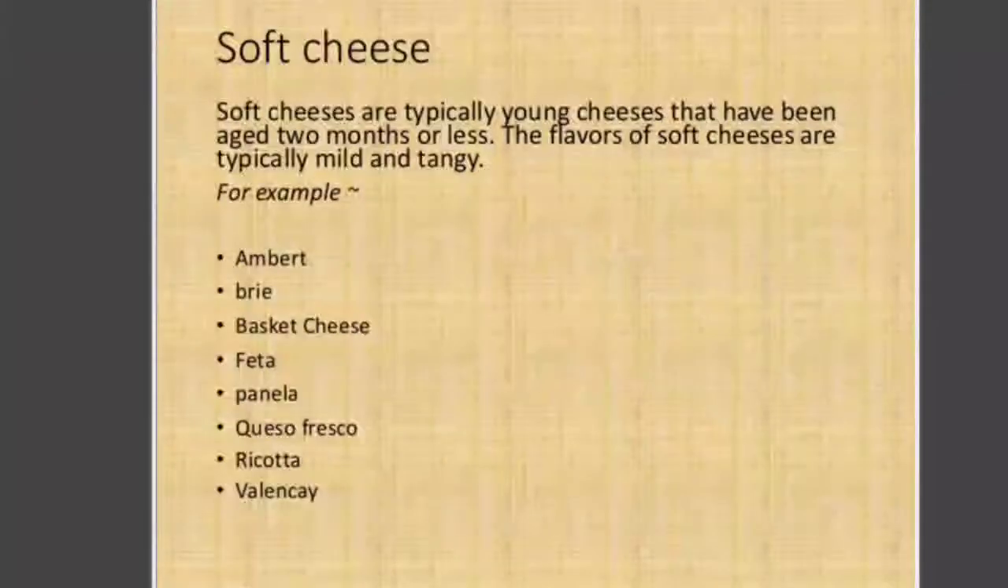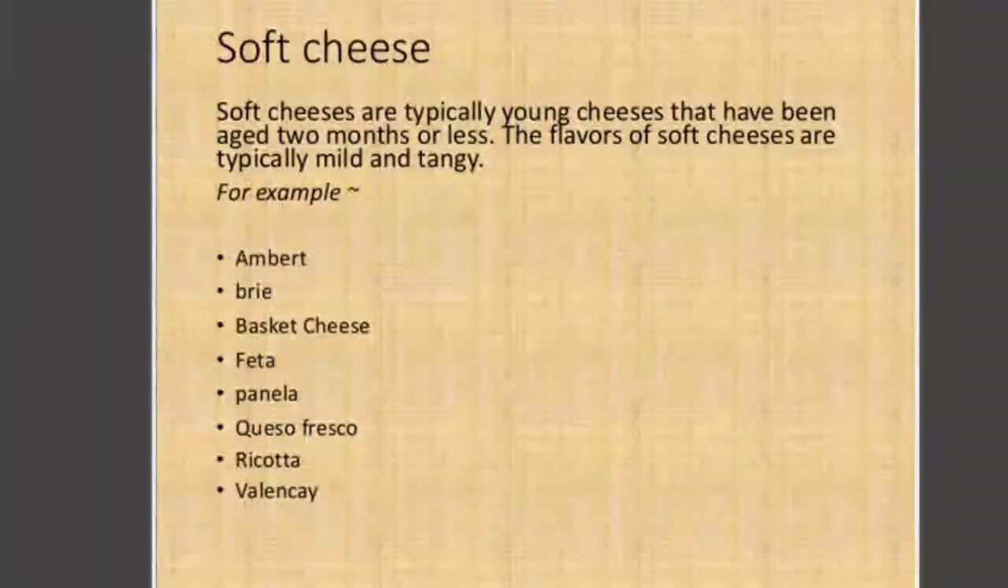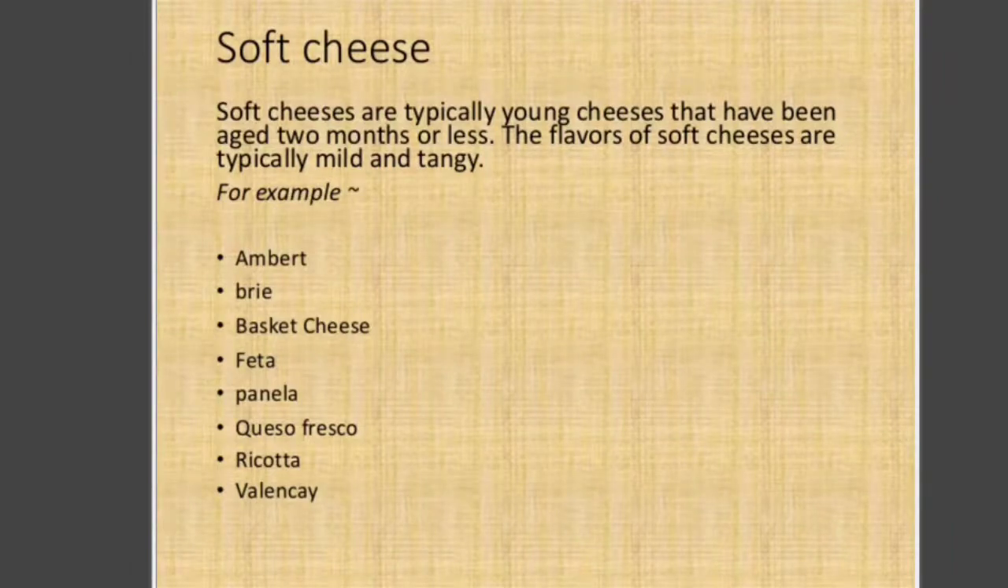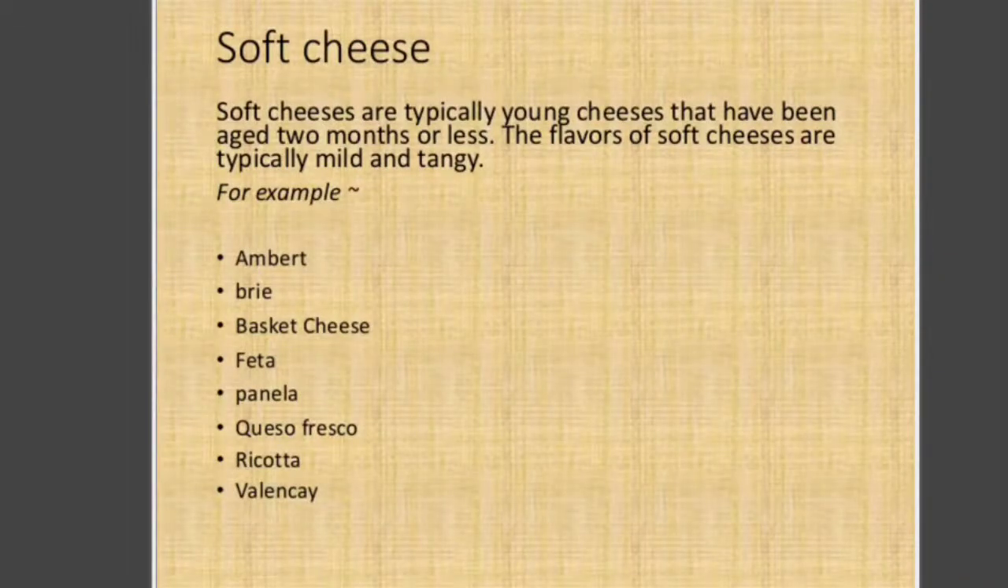And next is soft cheese. Soft cheeses are typically young cheeses that have been aged two months or less. The flavors of soft cheeses are typically mild and tangy. For example, Ambert, Brie, basket cheese, feta, panela, queso fresco, ricotta, Valencia.